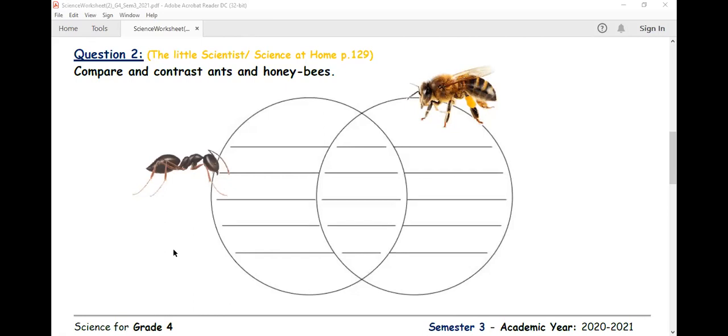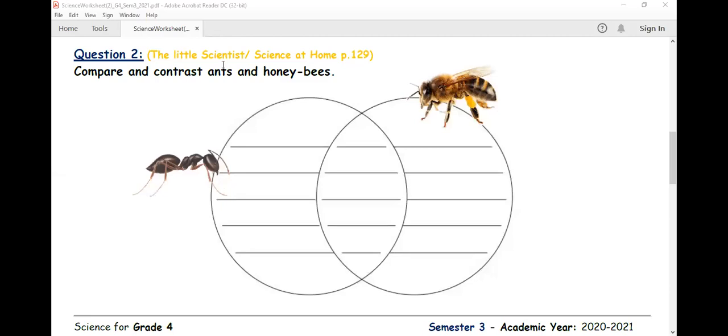Ants and bees, both are what? Both are insects, both are invertebrates, both have a thorax and abdomen, both are oviparous, both have six legs. Bravo. How are they different?